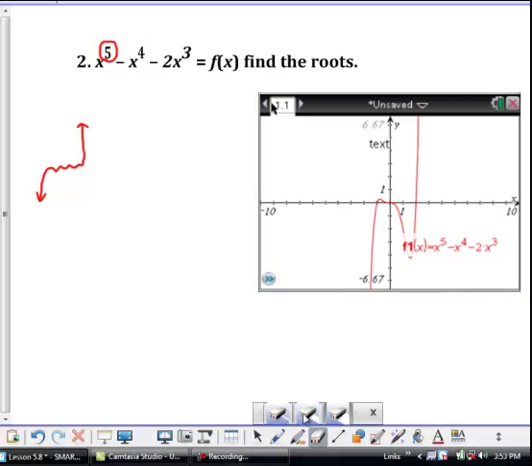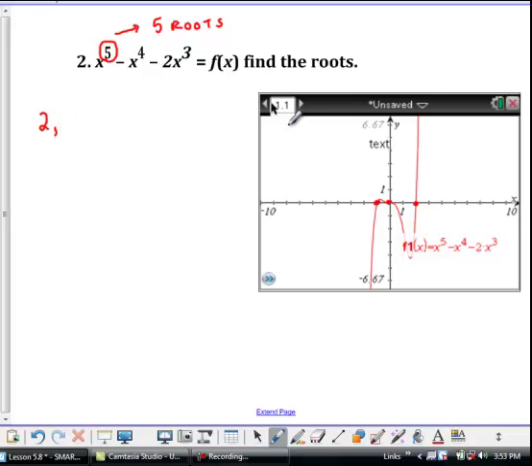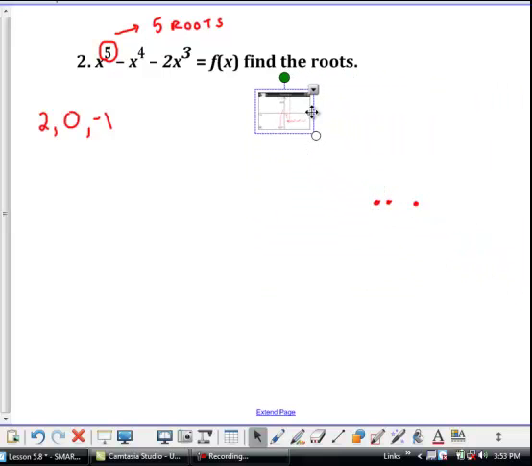Now, you're also saying, well, Mrs. Trulin, you told me that since it's to the 5th power, there have to be 5 roots. And when you look at this picture, there are 1, 2, 3 roots. And it looks to be my roots are 2, 0, and negative 1. All right, so I'm going to do the math behind it to make sure that I do indeed come up with those 3 answers.